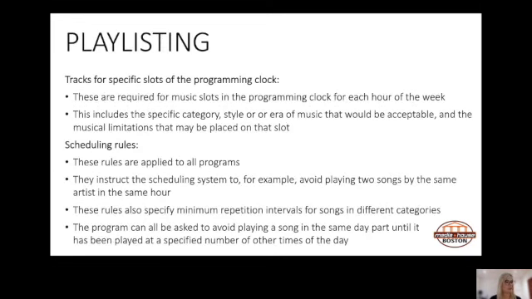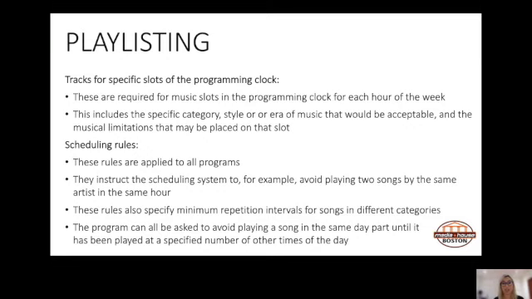So there are tracks for specific slots of the programming clock. These are required for the music slots in the programming clock for each hour of the week. This includes the specific category, style, or era of the music that would be acceptable, and the music limitations that may be placed in that slot.